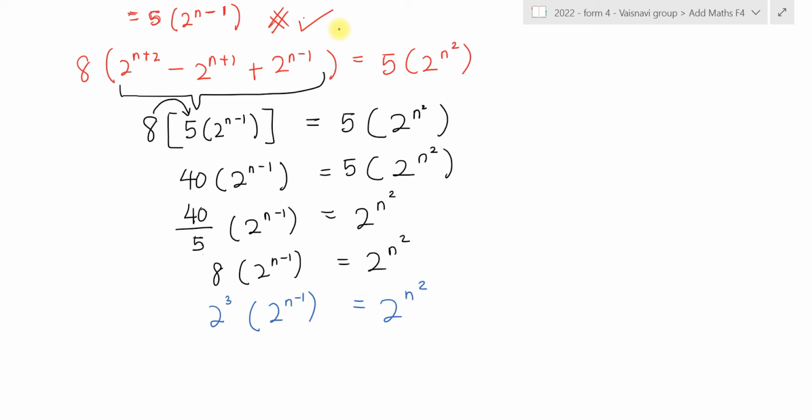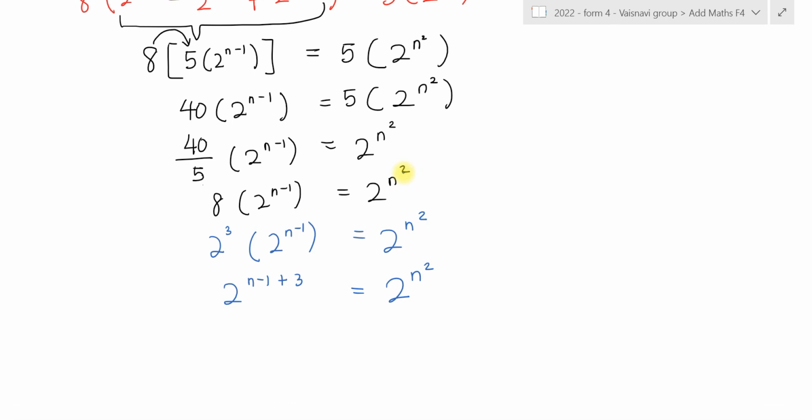Okay, simplify these two. 2n minus 1 multiplied by 2 power 3. Multiply means you add 3, you know. Equal to 2n power 2. And then what will it become? 2n minus 1 plus 3 is plus 2, equal to 2n power 2. Now we can compare, this 2, this 2. It means n plus 2 is equal to n power 2.